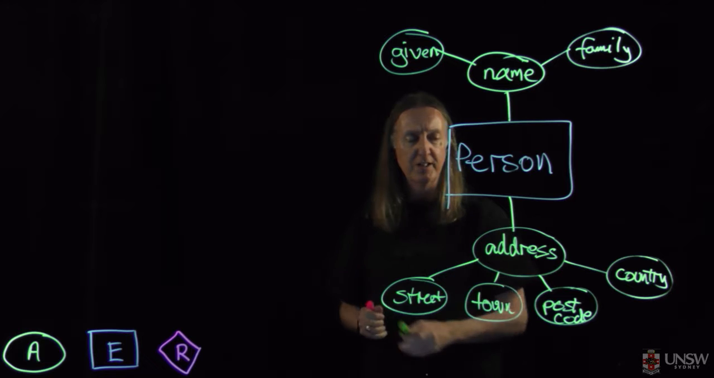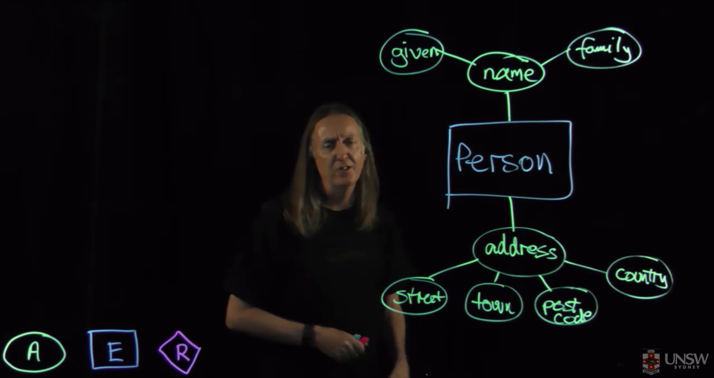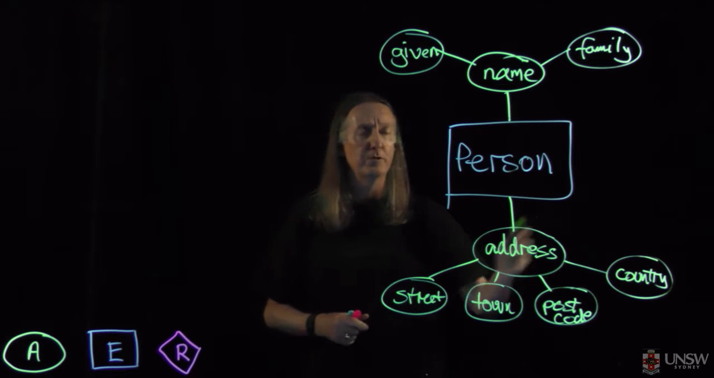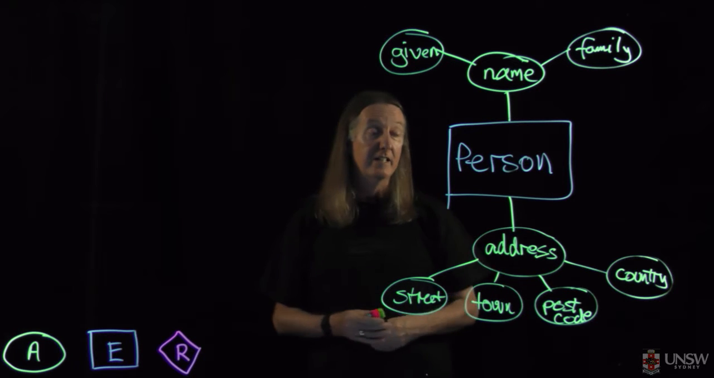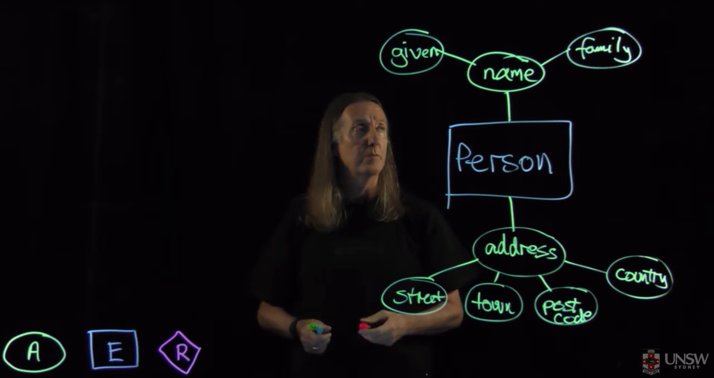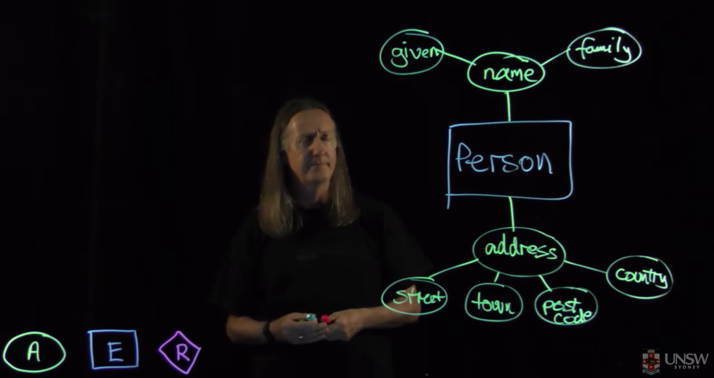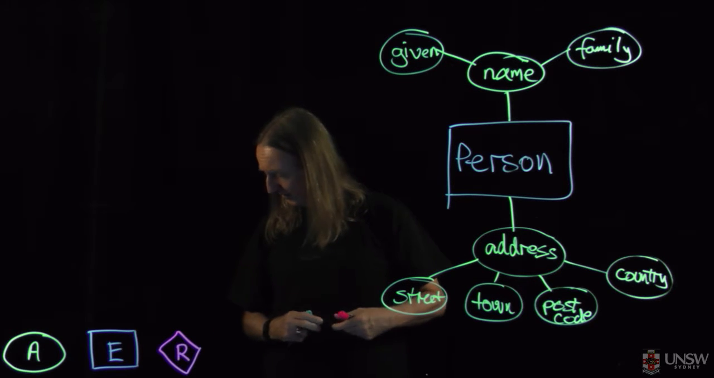If we split the address up like this, rather than treating it as a single string, then we can ask queries later on about, who are all the people from Australia. If the addresses were done as a single string, it's a little bit more complicated to talk about that kind of information.